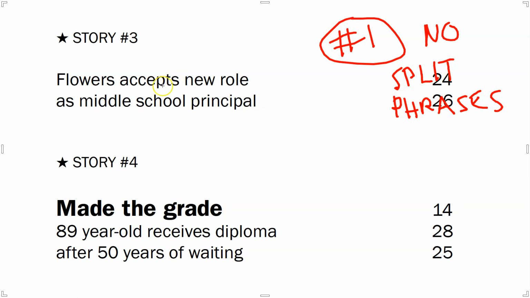So essentially, if we said Flowers accepts new role as on this line, and then we said middle school principal on that line, we have split that phrase at as. Because Flowers accepts new role, if that was by itself, that would stand alone. It would make sense. There's a subject, there's a verb, it would stand alone. Flowers accepts new role. As added onto that, we want more there. We're like, where's the rest of it? So that as needs to bump down here like it is.